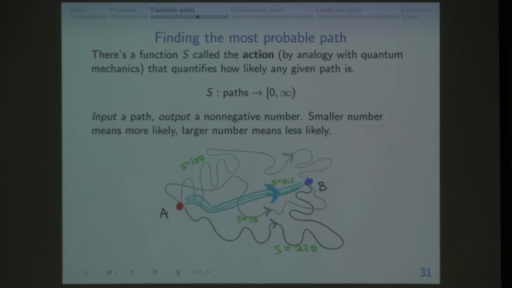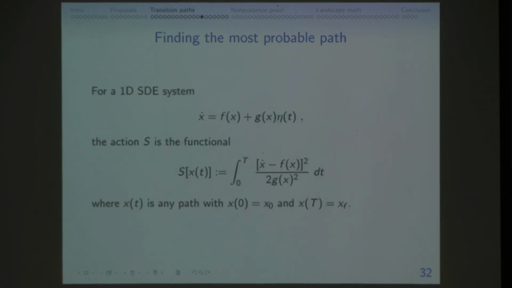Now, how do you quantify which paths are likely and which paths are not likely? One way is through this function called the action. The notation is usually S because it comes from physics. And what it does is you put in a path and it spits out a number. And paths which are more likely, S has a lower number. And paths which are less likely, S has a higher number. So for example, the true path for this system, say maybe it's 0.1. And these crazy paths, that could be 100 or 200 or something else.